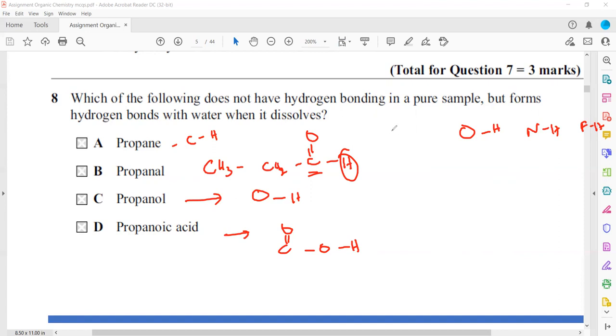But what happens when we dissolve it in water, when we mix with water? There are lone pairs on oxygen, and there's a lone pair on this oxygen as well. These lone pairs are attracted towards the hydrogen, which results in the formation of hydrogen bonding. So within the molecule, why are they not able to form hydrogen bonds? Because the hydrogen is not attached to the most electronegative element. But when mixed with water, because water contains hydrogen attached to oxygen, the molecule also starts to form hydrogen bonding. That's why B is the right answer.